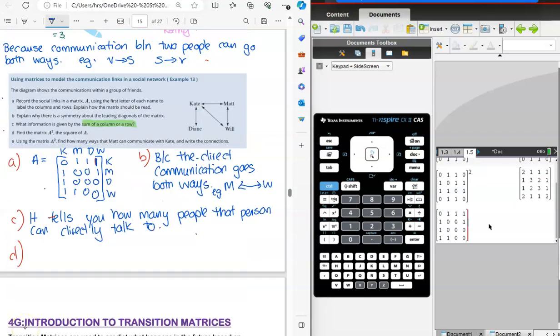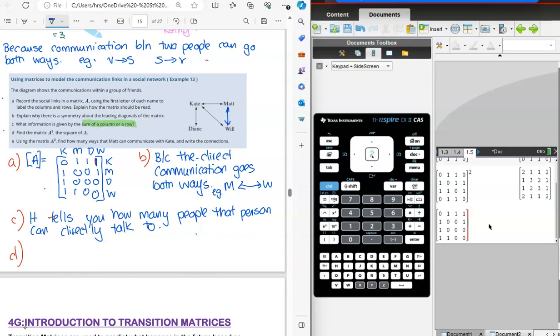Okay, we had to first record the one-step communication, and they said call it A. So I called it A. I've done the one-step communication and I've typed it out there. B, it says explain why it's symmetric. Because they directly can talk to and fro back to each other, you're going to see symmetry in the matrix. So what information is given by the sum of the column or the row? It doesn't matter if you go across or you go down, it's going to tell you how many people that person can directly talk to. So if I went down the column of K, I can see there's 3. So that means Kate can talk to 3 people, which is true.